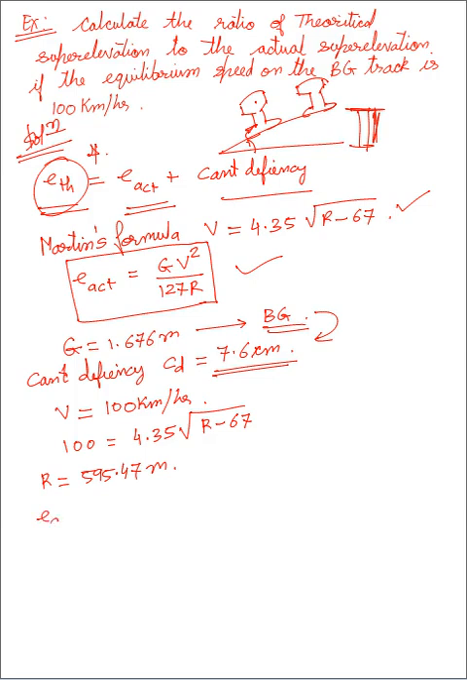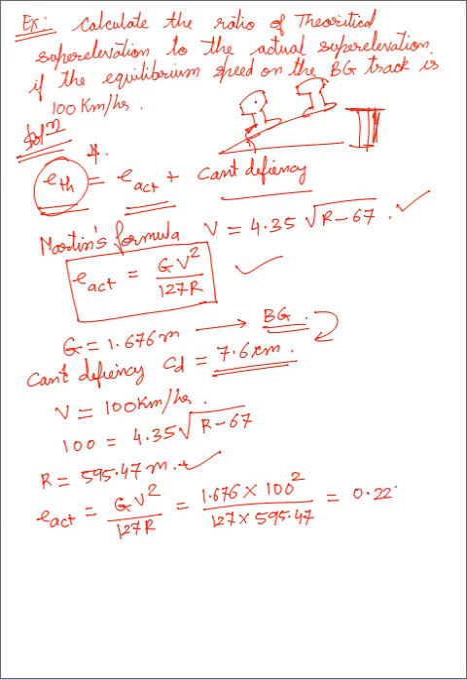Now substitute this value in the formula of super elevation. So E actual is equal to this formula, let me write it again, G V square by 127 R. So G is your 1.676 multiplied by velocity. Here directly you have to take it in kilometer per hour only. So 100 square divided by 127 multiplied by the R value we have just found out, that is 595.47. Okay, so actual super elevation you will get somewhere around 0.2216 meter. Okay, so convert it by multiplying by 100, so you will get 22.16 centimeter.